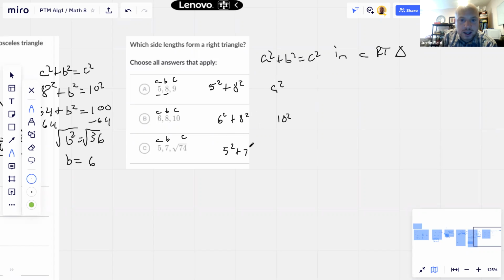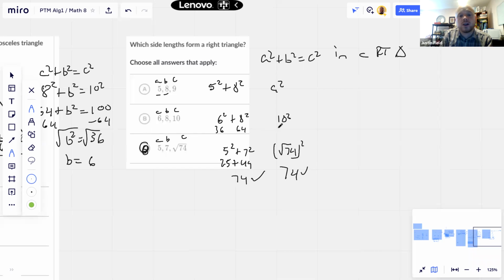5 squared plus 7 squared. So a squared and b squared get added together, and c squared just has to be squared by itself. Now I do want to take this opportunity to show you that the square root of 74 squared is 74. You can use the calculator. Find that out. It's 25 plus 49. Oh, check it out. 25, 49. That also equals 74. So this is a right triangle.